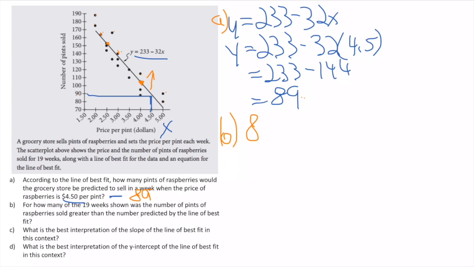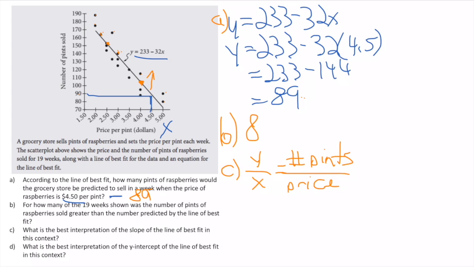So C, what is the best interpretation of the slope of the line of best fit in this context? So here's where we need to know what the units are and what they mean. I know that slope is always y over x, right? Which in this case would be number of pints divided by the price per pint.